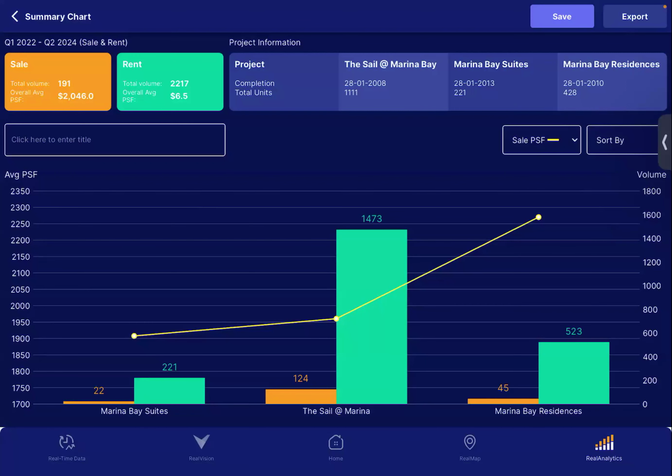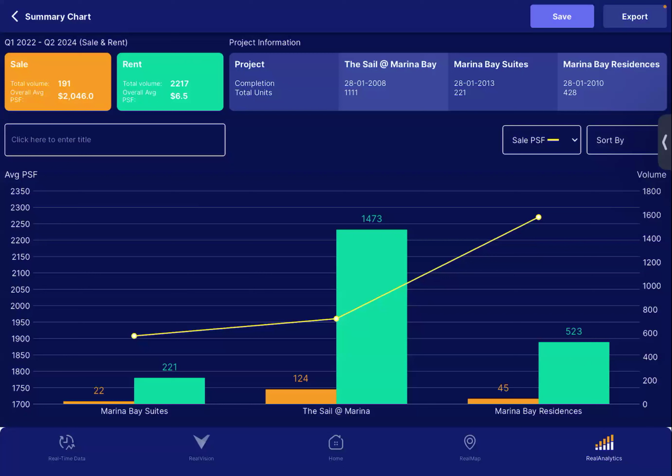The story would be: dear Mr. Investor, I've done research for you. According to my research, among these 3 projects that you're looking at, The Sail at Marina Bay has the most sales transactions over the past 2 years, and also the most rental transactions over the past 2 years. So if you're buying to rent out as an investment property, The Sail would be quite a good choice. Why? Because high rental volume means the market is moving a lot faster for The Sail. That means if you want to rent out, you put it on the market, it should be quite easily rented out.